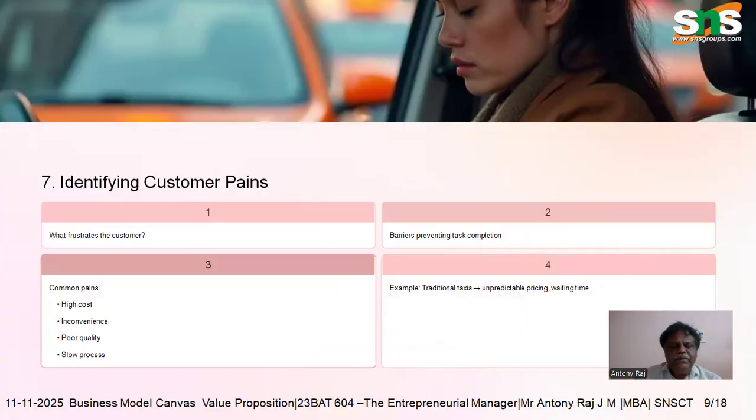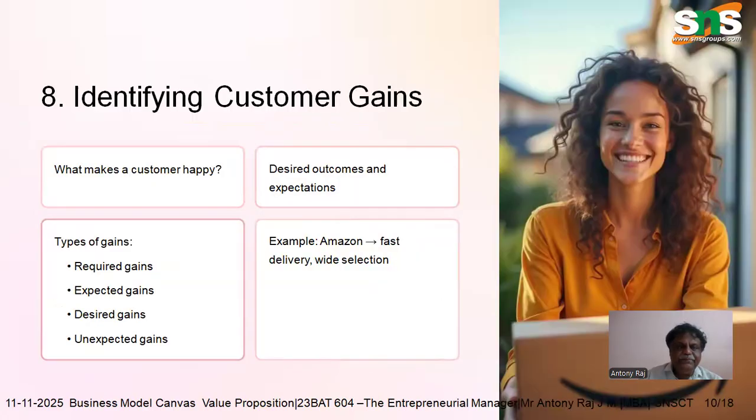Now, a very important point in value proposition is that it starts with identifying the customer pain points. When you understand pain points, we really mean what frustrates the customer. For example, what are the barriers which prevent the completion of a task for a customer? Common pain points are high cost, inconvenience, poor quality, and slow processes. Example, traditional taxis: unpredictable pricing and waiting time. This is an example of a pain point.